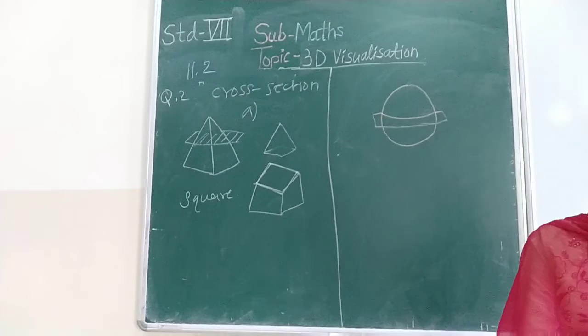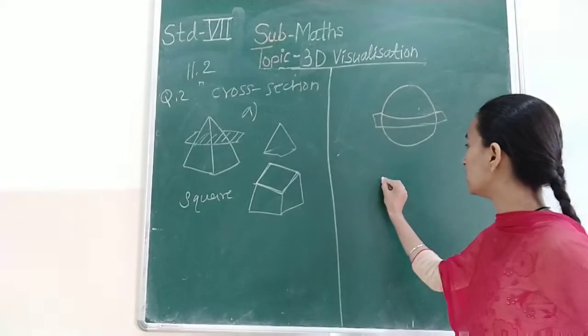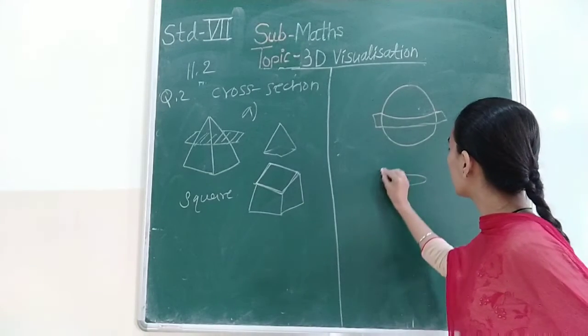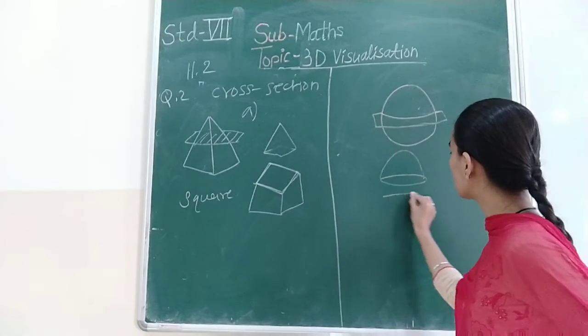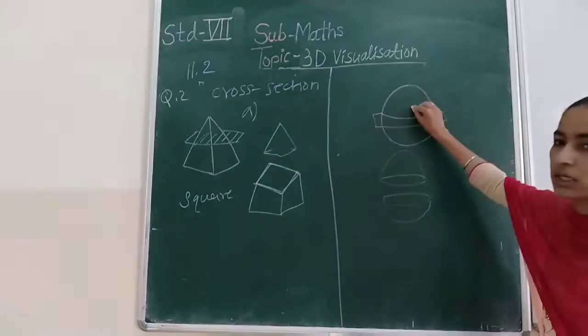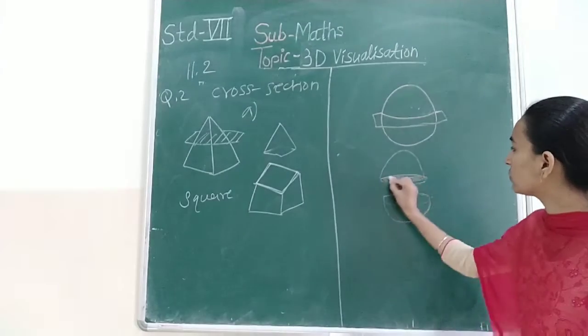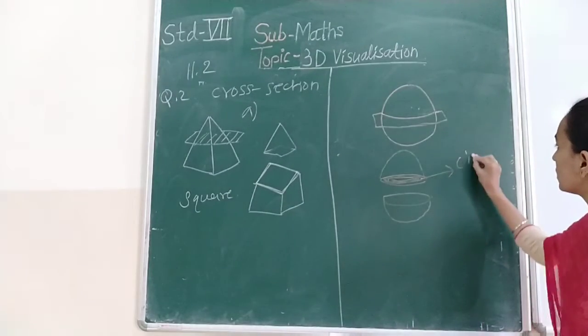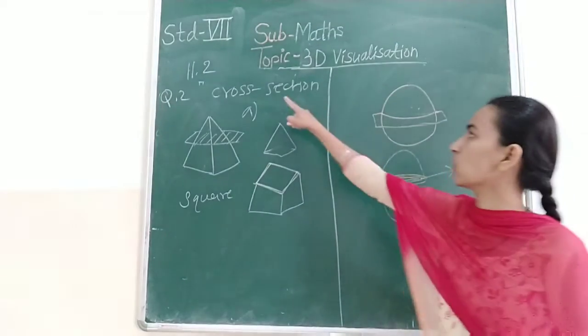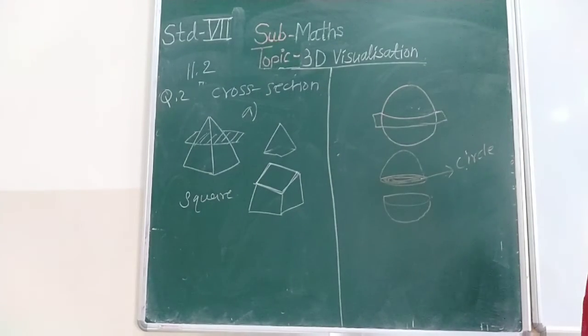So how does this sphere look? Yes, students. If we cut this, the upper part is like this and the downside part is like this. When we join these two, it gives a sphere. Now see, this portion is of which figure? It is a circle. So when we take the cross section it gives a circle. Understand this? You have to just imagine that.